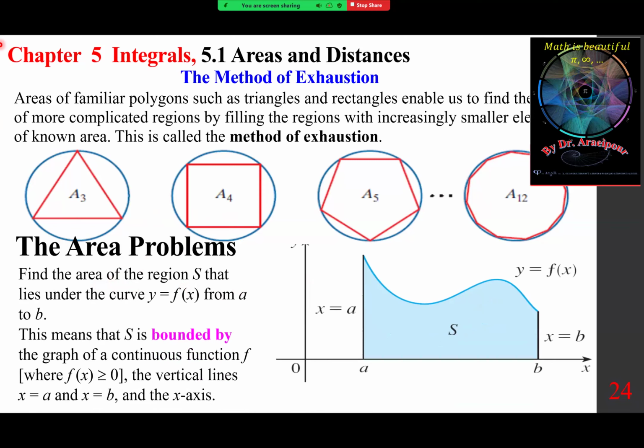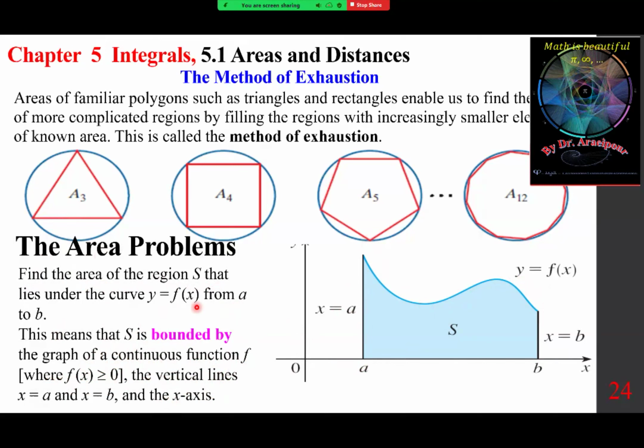And you want to find the area under the curve. So find the area of the region S that lies under the curve y equals f of x from A to B. This means that S is bounded by the graph of a continuous function f. Here's the function f, where f of x is positive, greater than or equal to 0, non-negative. The vertical lines x equals a and x equals b, and the x-axis.